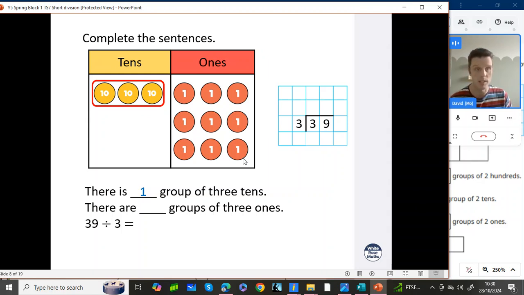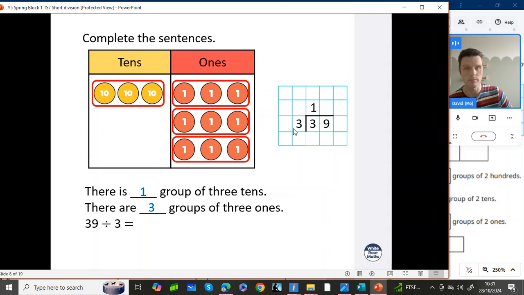Pause the video here, and then when you're ready, unpause to reveal the answer. Okay, so here we go. We've got 3 groups of 3 ones. Now, as you can see, when you divide each digit in turn, you write the answer on the top. When we did the tens, we only had one group of 3 tens, so we put a 1 on the top. For the 9, we've got 3 groups, so 9 divided by 3 is 3, and we write a 3 on the top. And then the answer reveals itself. There's no more working out to do. 39 divided by 3 is 13.